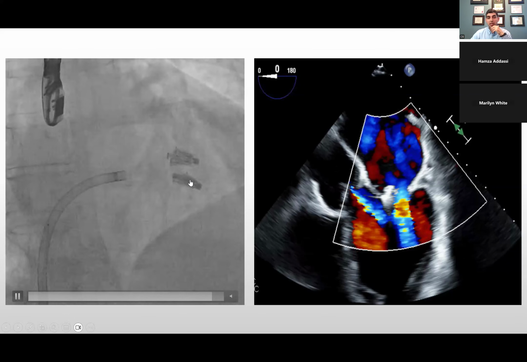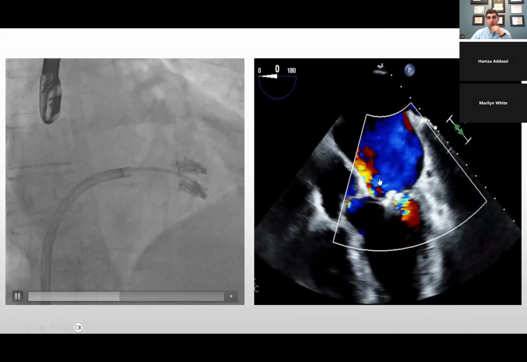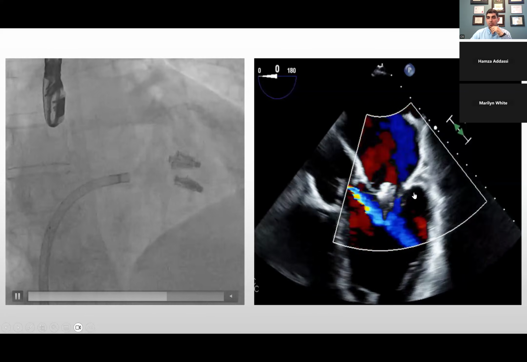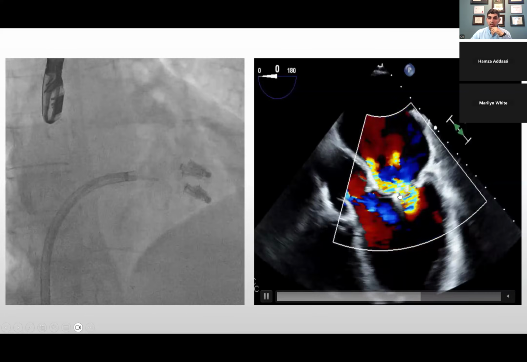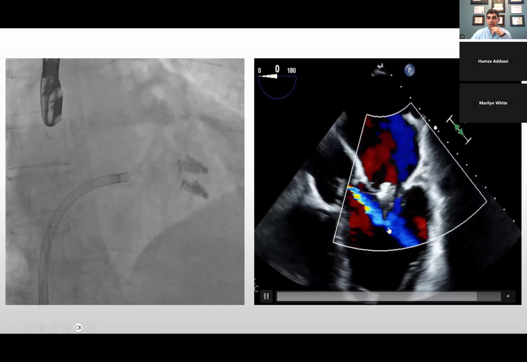This patient has 2 mitral clips, and we talked about the clips earlier today. So you have 2 mitral clips, but this patient is still leaking. It comes back after 1 year of the 2 clips, and the patient is leaking, and you can see this.